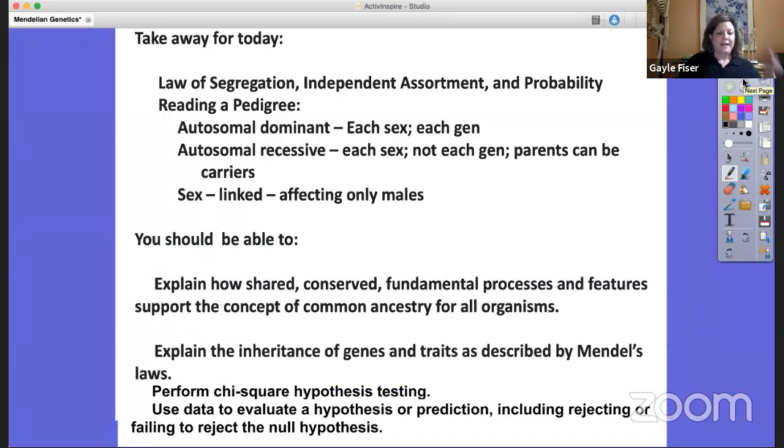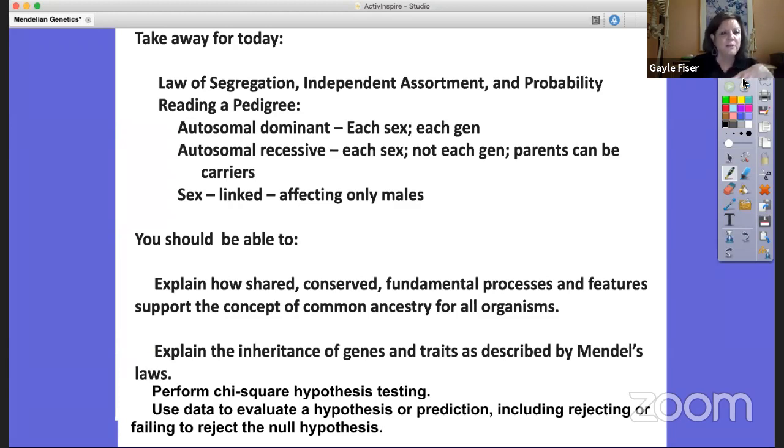Takeaway for today. I hope you feel comfortable with what the law of segregation, independent assortment, and probability mean, okay, and how to use probability and the math of probability. I hope you feel comfortable with reading a pedigree, asking yourself those elimination questions to figure out what you're looking at. Does it affect boys and girls? Is it in each generation? Do we have some parents that are carriers? And if it's sex-linked, is only boys being affected?